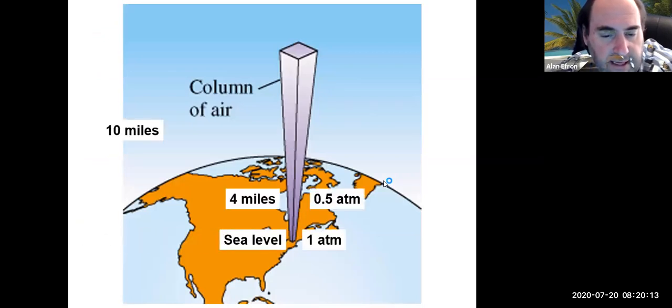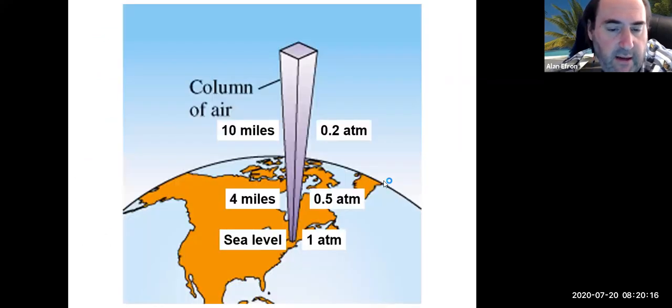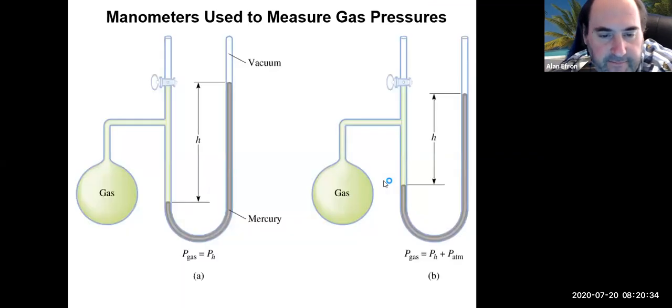All right, so obviously as we go up away from sea level, the pressure changes. As you can see, as we continue upwards, 10 miles, the pressure decreases, right? While on planes, they get pressurized and all that good stuff when you're flying around, because you're obviously above sea level there.